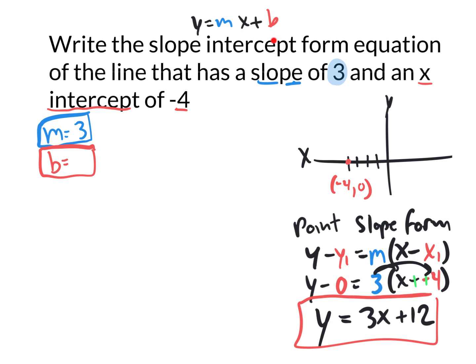That's my slope-intercept form equation of the line that has the slope 3. It does have the slope 3. And it does have an x-intercept of -4, right?